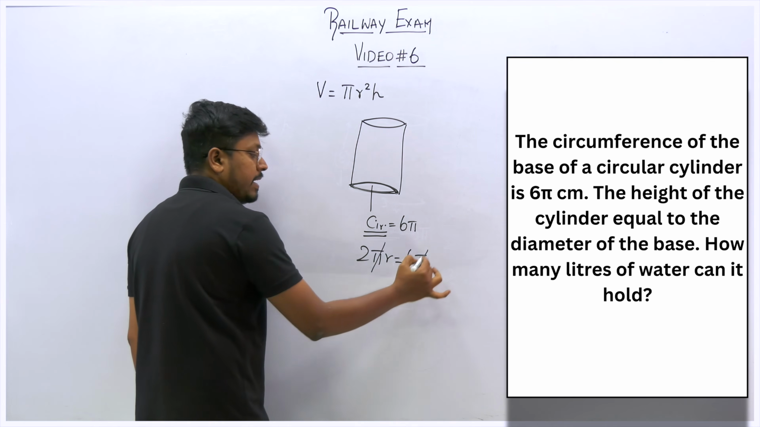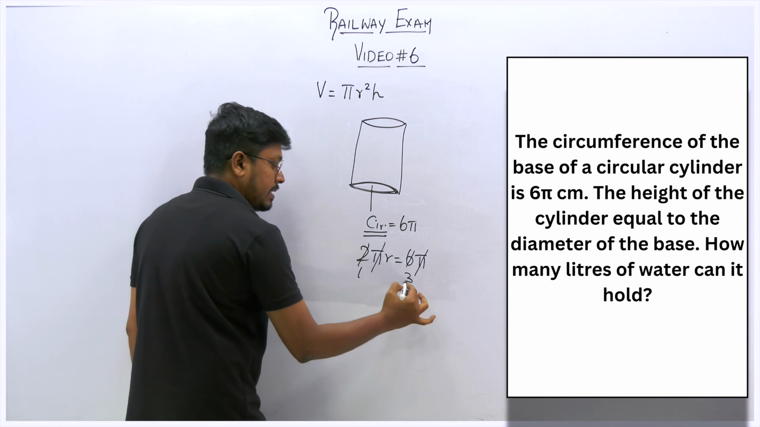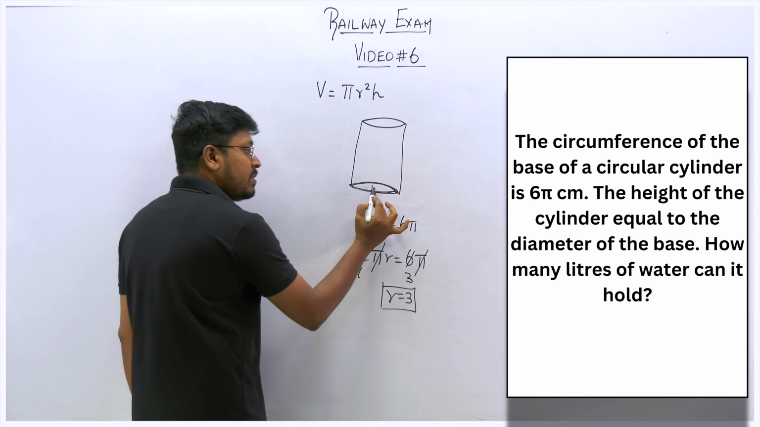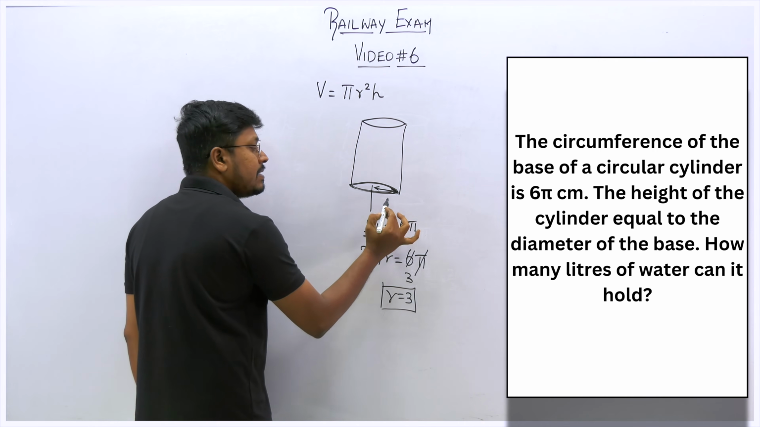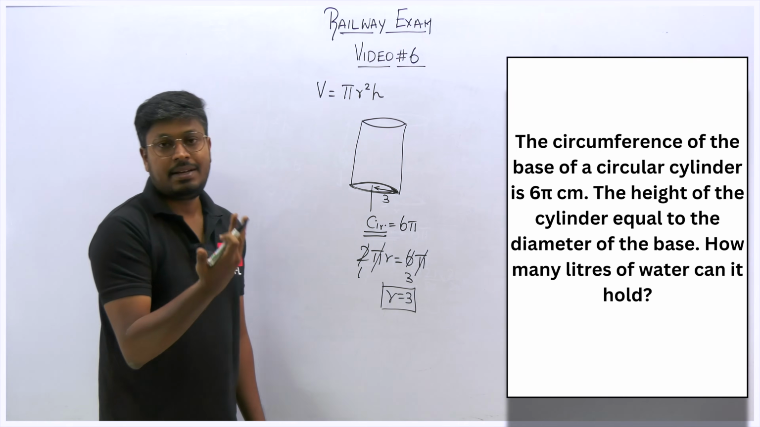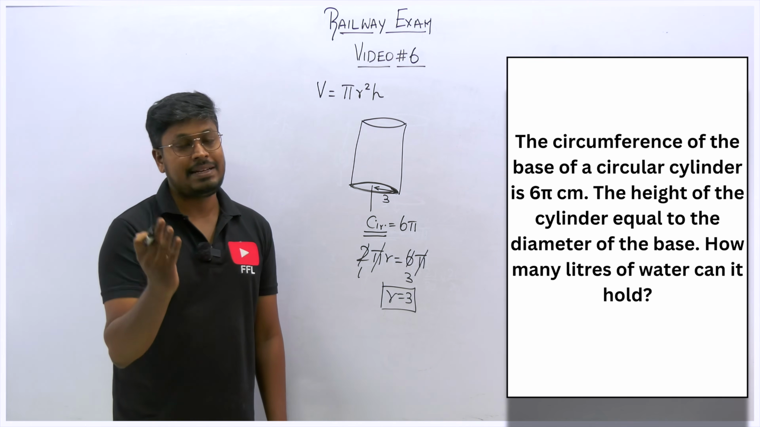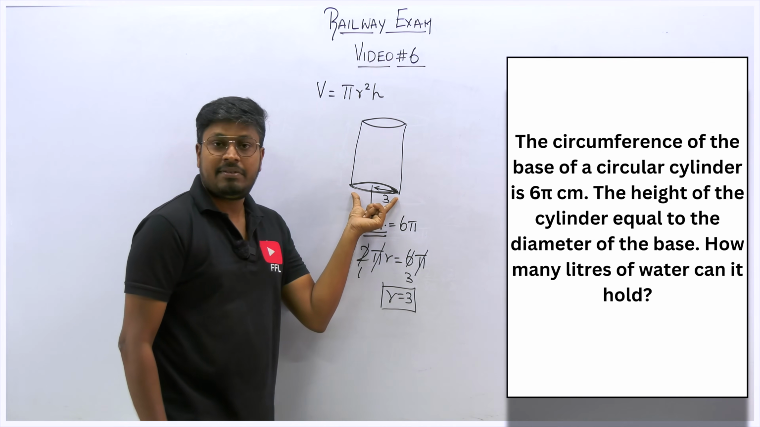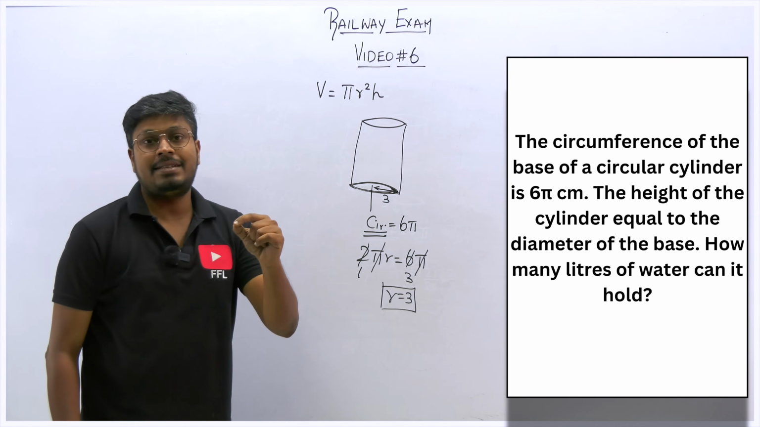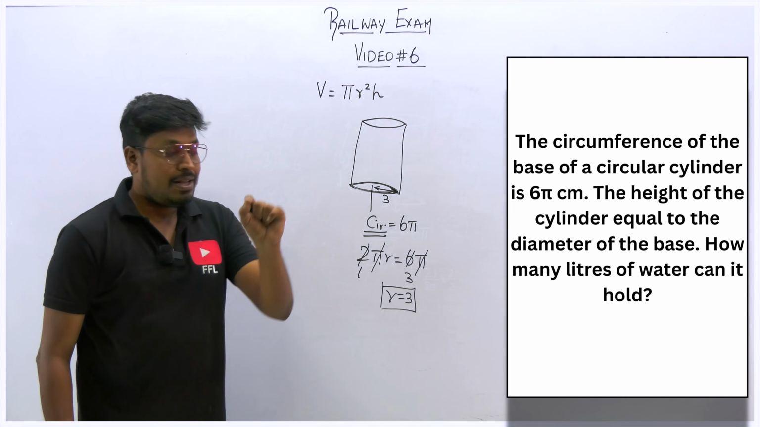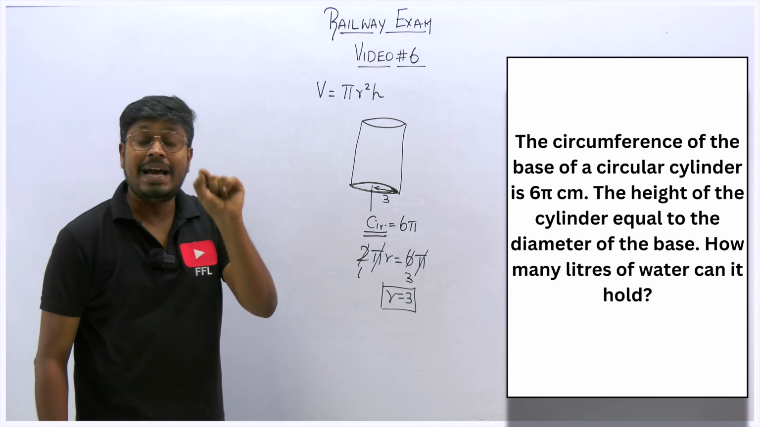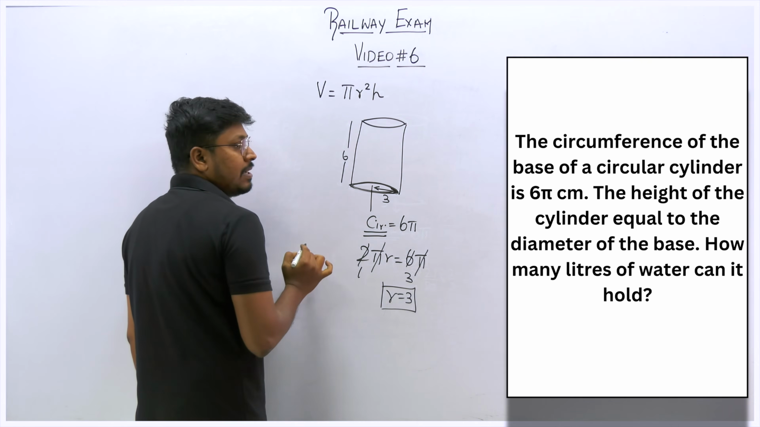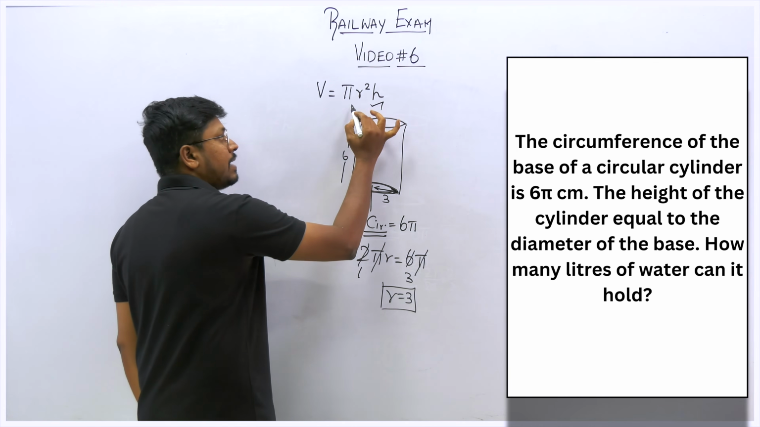So now we can cancel pi and pi. 1 2s are 2, 3 2s are 6. So now we got the radius of the circle, which is 3. If the radius of the circle is 3, then we can say the radius of the cylinder is 3, because at the bottom we have a circle. So the radius of the cylinder is 3 centimeter. If radius is 3, what about the diameter? Diameter will be 6. They have mentioned one important point in the question: the height of the cylinder will be equal to the diameter of the base. So diameter is 6, and now the height of the cylinder will be 6. So finally we got the height of the cylinder as well as the radius.